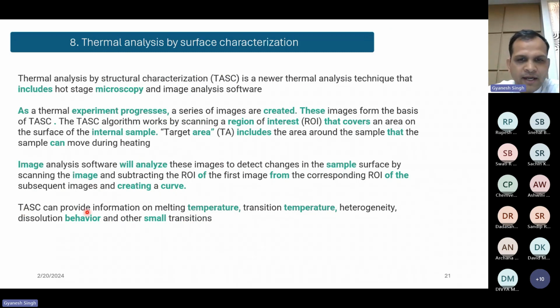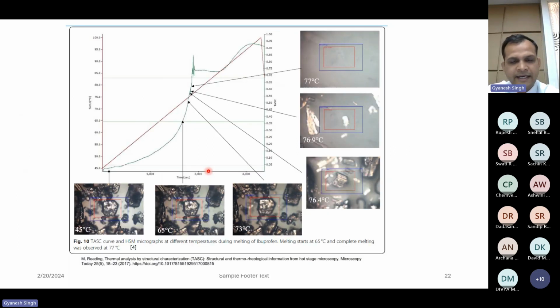So image analysis software will analyze these images to detect the changes in the sample surface by scanning the image and subtracting the ROI of the first image from the corresponding ROI of the subsequent image, creating a curve. TASC can provide information on melting temperature, transition temperature, heterogeneity, dissolution behavior, and glass transitions also. So this is a very important and quite advanced tool now. You can create your own region of interest, focus on a specific particle, and take those images, which will be run by the software, and you get a TASC curve.